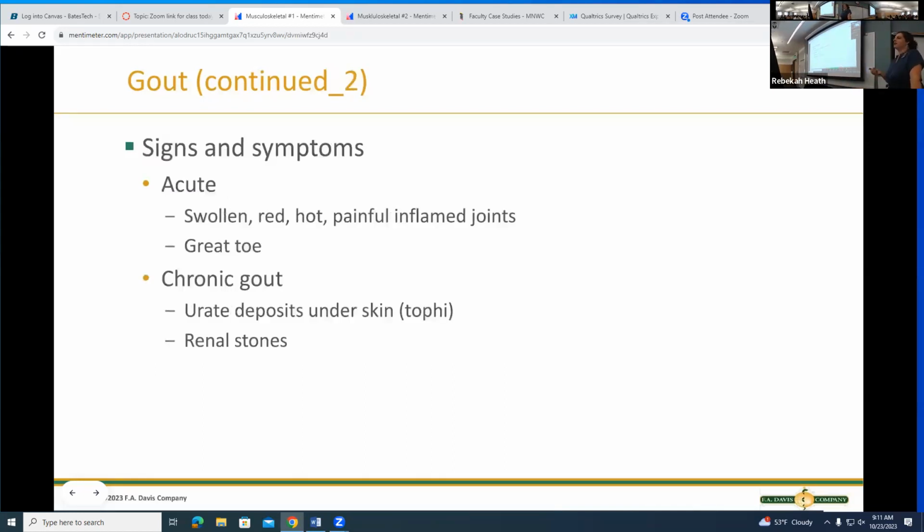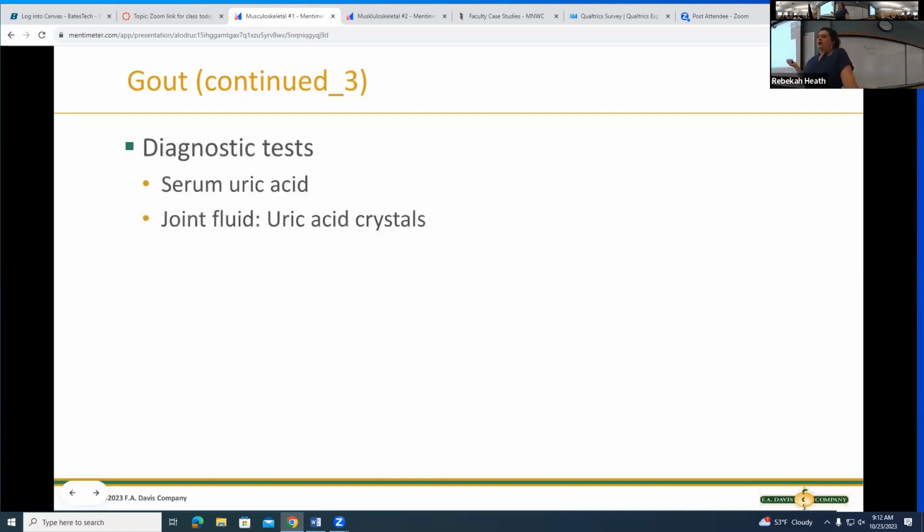Signs and symptoms, your joints are hot, inflamed, and painful. A lot of times the great toe, your big toe, is one that usually will get inflamed and hurt a lot. And sometimes with chronic gout, you can actually get these deposits, they're called tophi, like stones under the skin that the uric acid grows into. It can also cause renal stones. What's renal? Kidneys. Yeah, it can also cause kidney stones too.